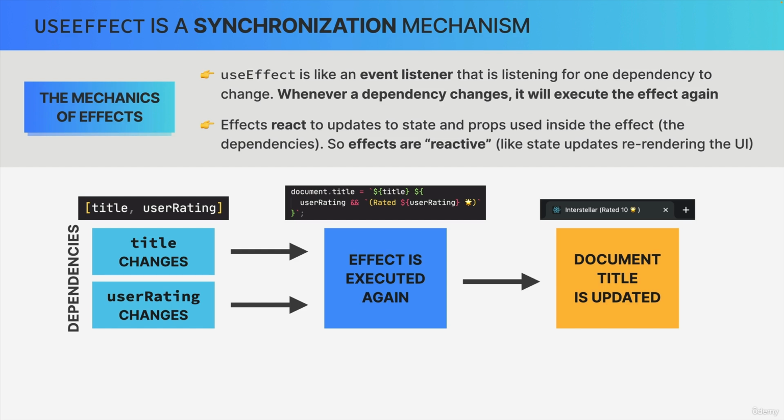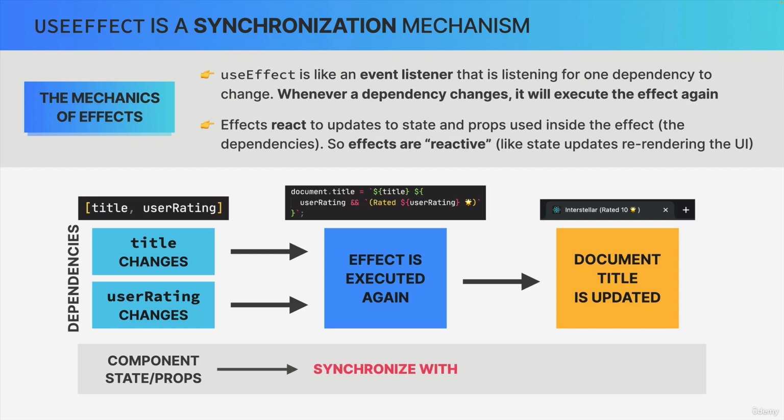But all this only works if we correctly specify the dependency array. Okay, but now let's remember how I said in the very first lecture about effects that effects are used to keep a component synchronized with some external system. So some system that lives outside of our React-based code. And if we think about it, that's exactly what is happening here. So the state and props of our component are now in fact synchronized with an external system, which is, in this case, the title of the document.